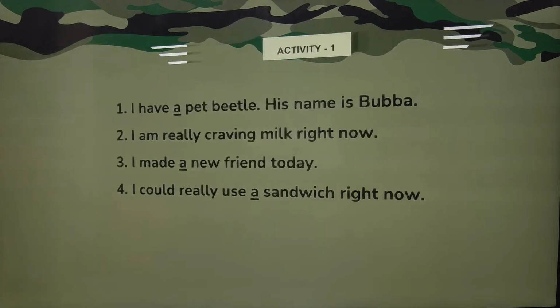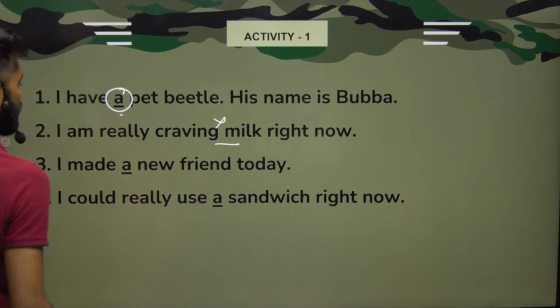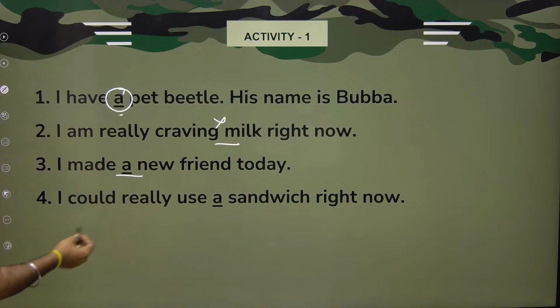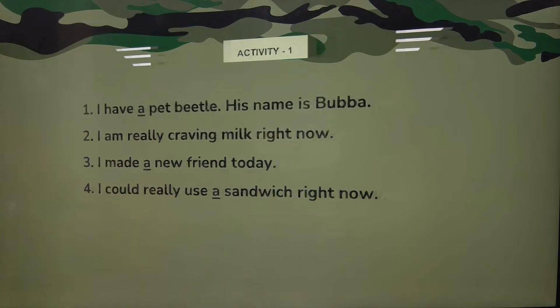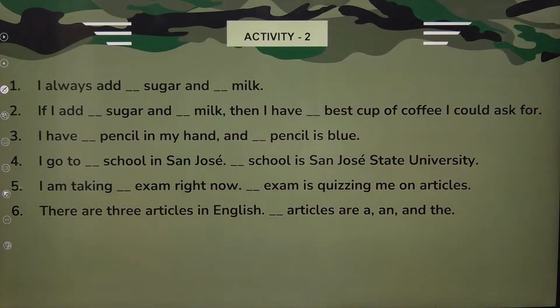Here is your other activity. These are the answers. See here: I have a pet beetle. I'm really craving milk, there is no article. I made a new friend today. I could really use a sandwich right now. Good. For you guys, I have activity 2. If you want, you can take a screenshot and then work on it.